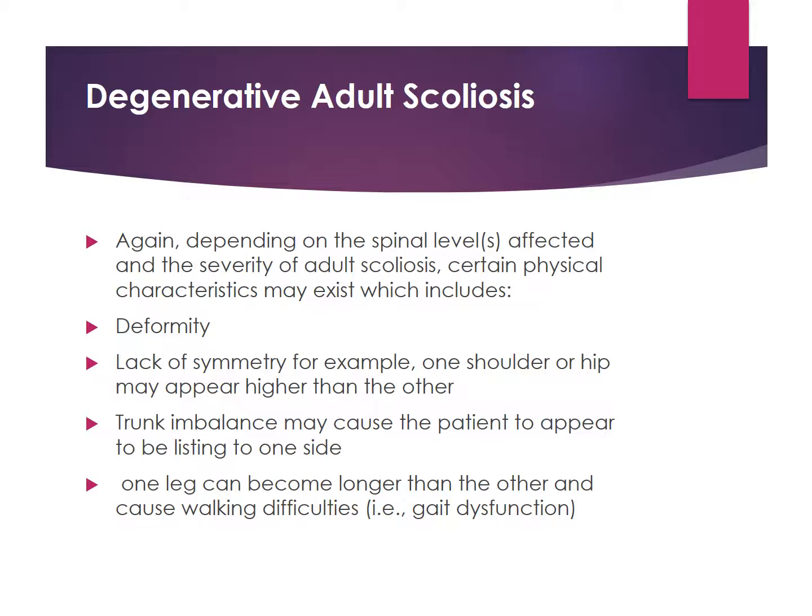Again, depending on the spinal levels affected and the severity of adult scoliosis, certain physical characteristics may exist, which include deformity and lack of symmetry. For example, one shoulder or hip may appear higher than the other. Trunk imbalance may cause the patient to appear to be listing to one side, or leg length discrepancy.